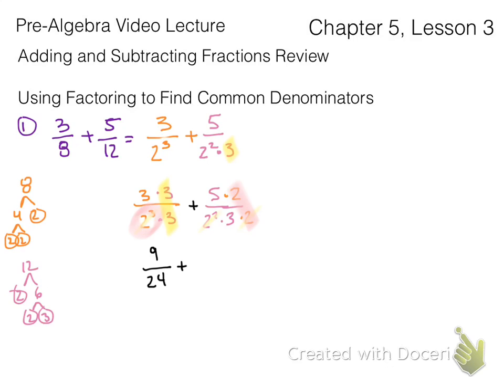I've got 9 over 24 because 2 to the third is 8, and 8 times 3 is 24. And then I also have 10, which is 5 times 2, over 24 because again, 2 to the second is 4, 4 times 3 is 12, and 12 times 2 is 24. So again, I'm still getting a common denominator of 24.